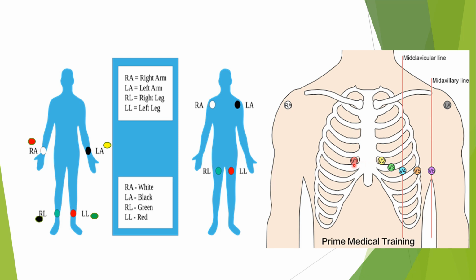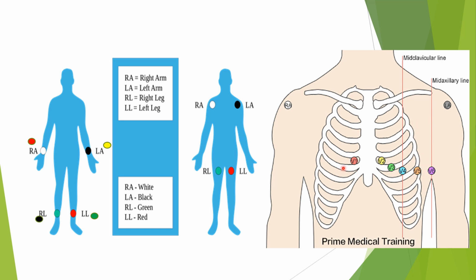So V1 electrode should be placed at the 4th intercostal space to the right of the sternum. V2 should be placed at the 4th intercostal space to the left of the sternum. And V3 should be placed between V2 and V4. V4 should be placed at the mid-clavicular line, at the 5th intercostal space. V5 should be placed at the anterior axillary line at the same level as V4, and V6 should be placed at the same level as V4 and V5 but at the mid-axillary line.